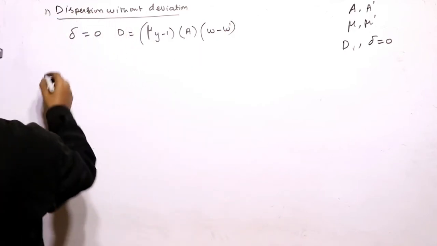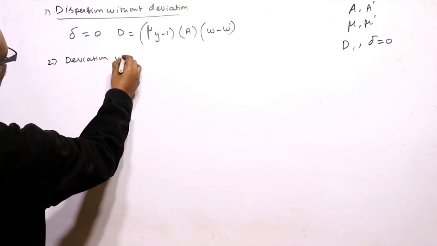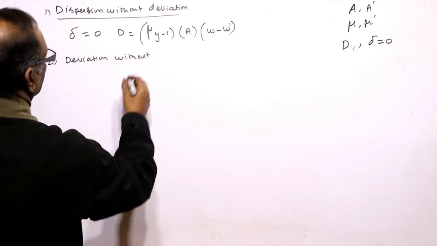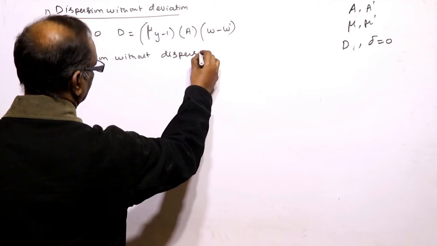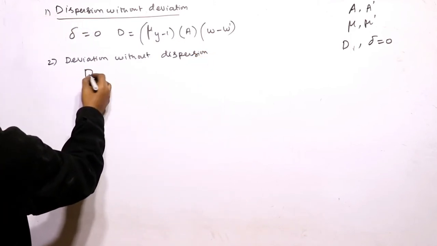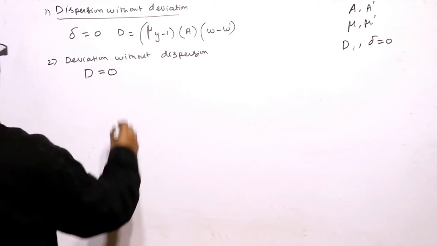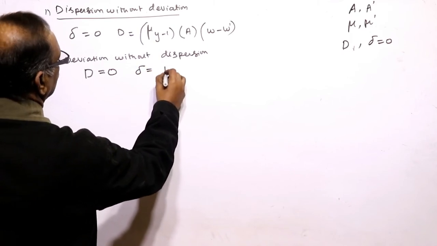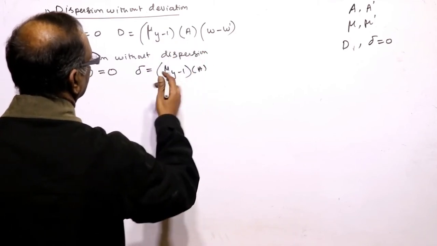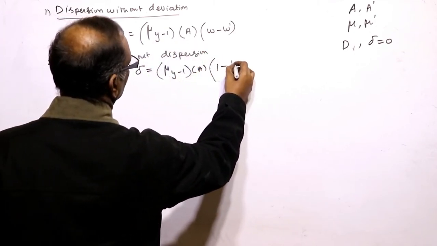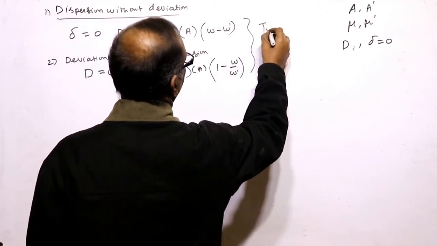Second case, deviation without dispersion, that is dispersion is equal to 0 and deviation is equal to mu of y minus 1 into A, both the parts are same, only thing here is 1 minus omega divided by omega dash. This is only for two prisms.